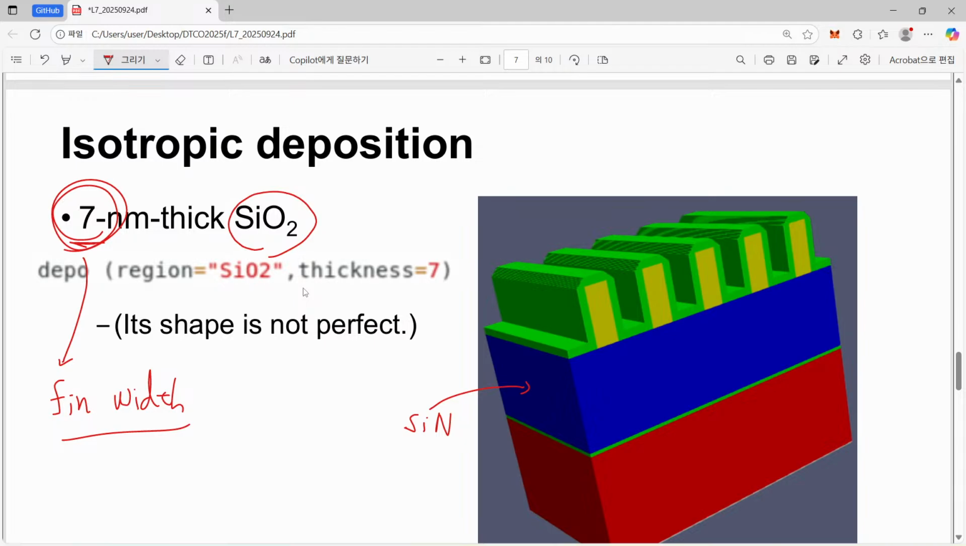For example, if we wanted to have a wider fin, then we have to increase it, and if we wanted to have a narrow fin, we decrease it. So now we deposit our 7 nanometer thick silicon dioxide. And in deposition, if we do not specify anything, then we are calling it isotropic deposition.